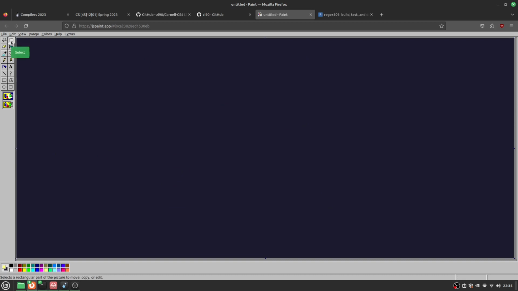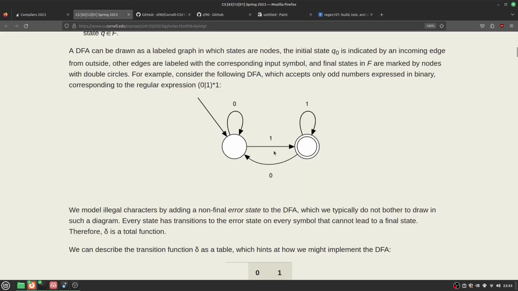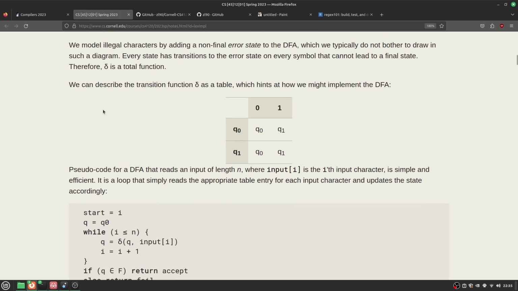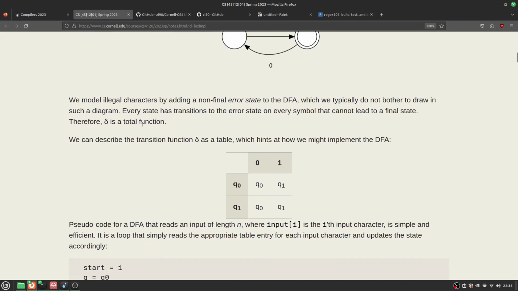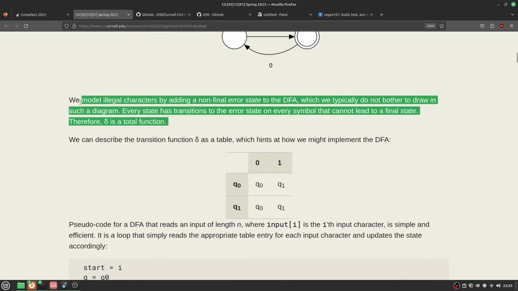Do these have keybinds? No. Every state has transitions to the error state on every symbol that cannot lead to a final state. Therefore, delta is a total function. What do they mean by total function? I'm going to ask ChatGPT.